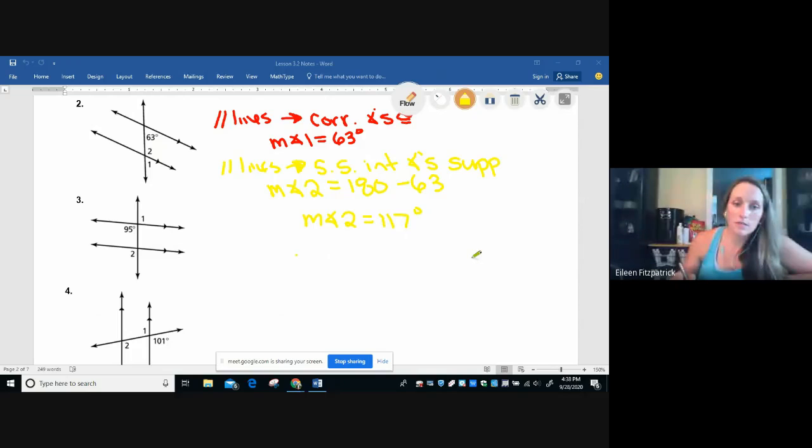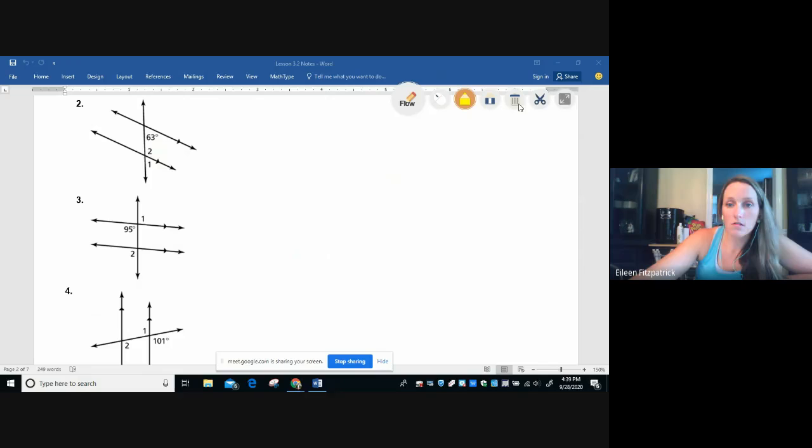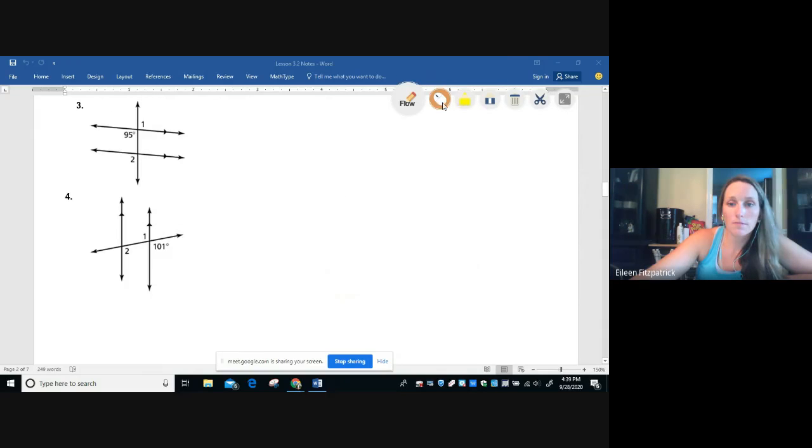All right. And then look at the relationship. What's the relationship between angle 2 and angle 1? They're a linear pair. They're adjacent and supplementary. So if angle 2 is 117 and angle 1 is 63, it makes sense because that adds up to 180. All right. Let's keep on moving along. Let's pull this down a little bit.